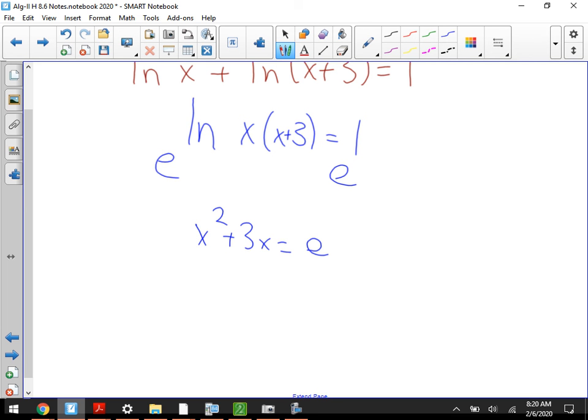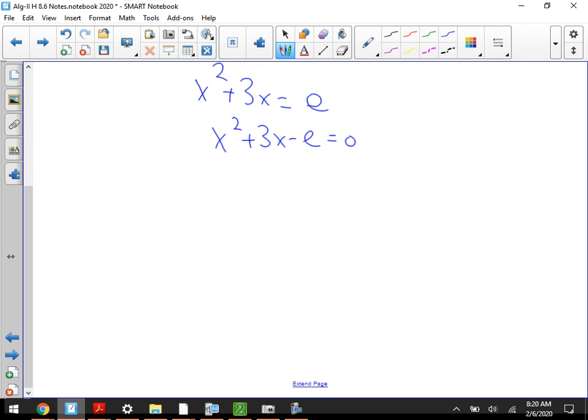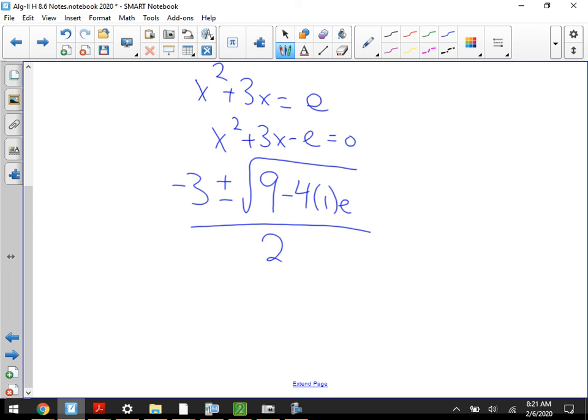Hold on. Isn't this setting you up for a quadratic? Yeah. Okay, so what do I do with the e? Subtract e from both sides. Hey, what times what is negative e and you add together to get 3? I have no idea. Neither do I. What could we use? Quadratic formula. X equals negative b plus or minus square root b squared minus 4ac all over 2a.